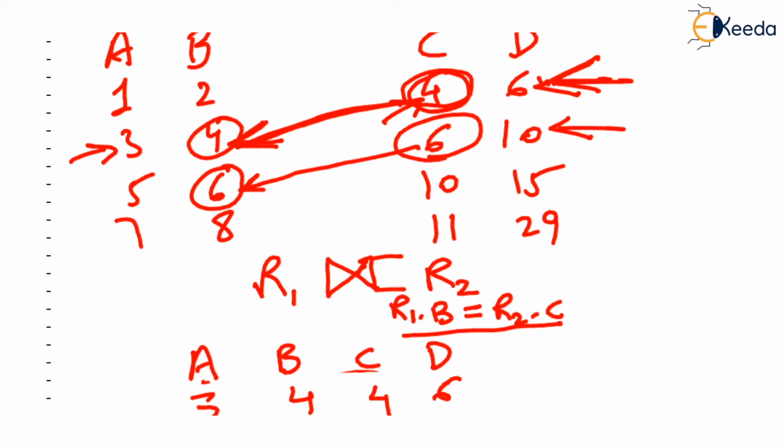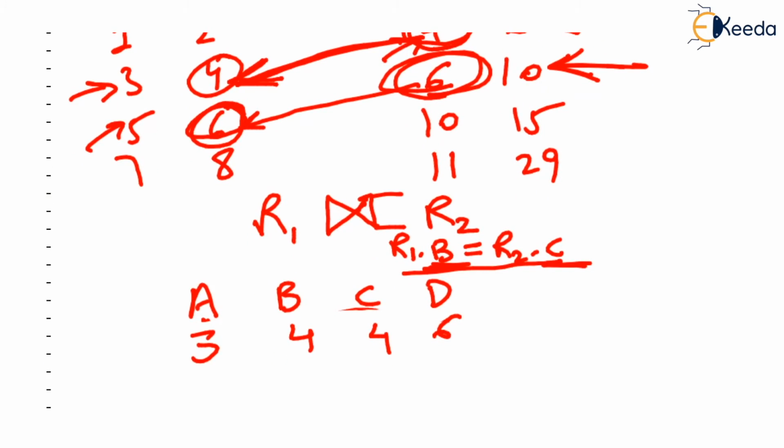Now let's check the second row. This 6 has a match found over here under B. So B matches C. So what will be the row listed? It will be 5, 6. Watch this. 5, 6, 6, 10. I hope you understand. 5, 6, 6, 10.